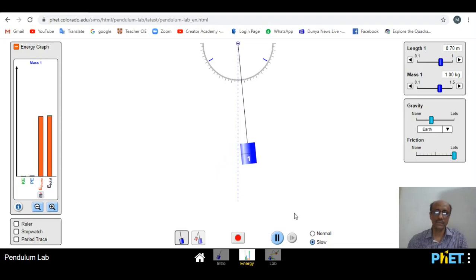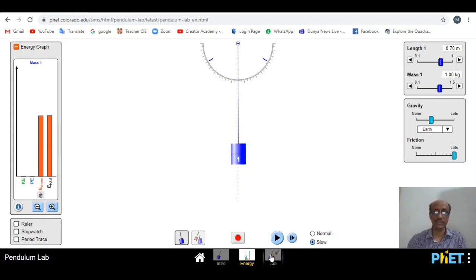Slowly, slowly, this is related to damped oscillation. In damped oscillation, heat energy is produced and the amplitude of the oscillation decreases. And here we go. Eventually it will stop.